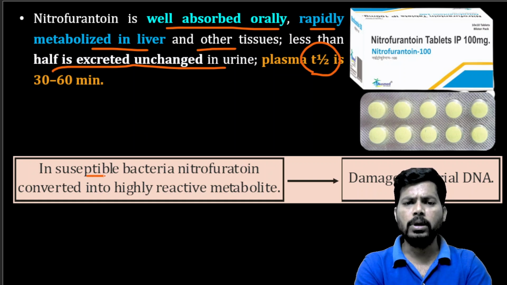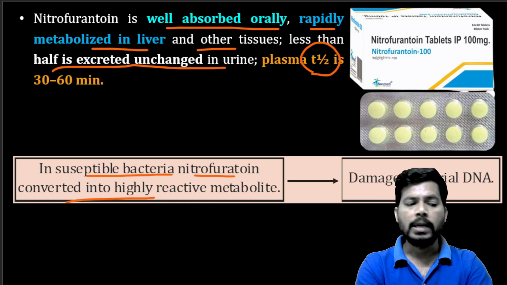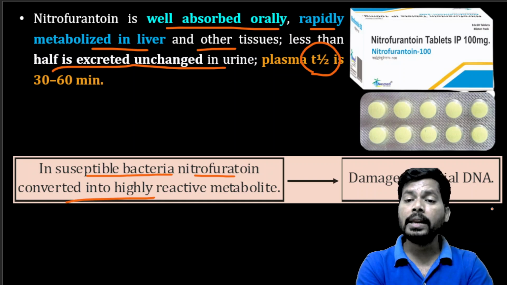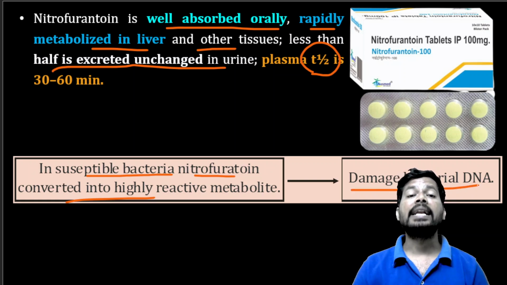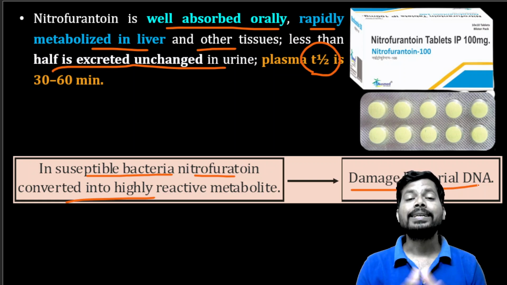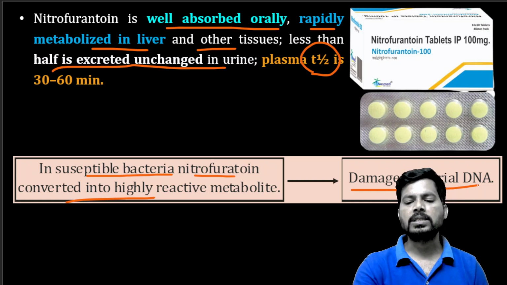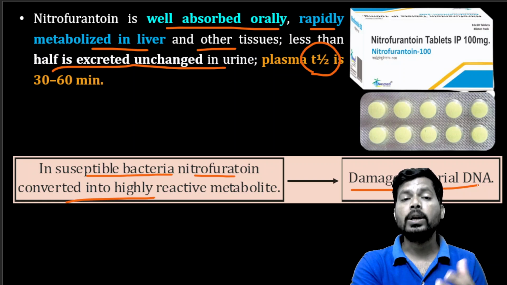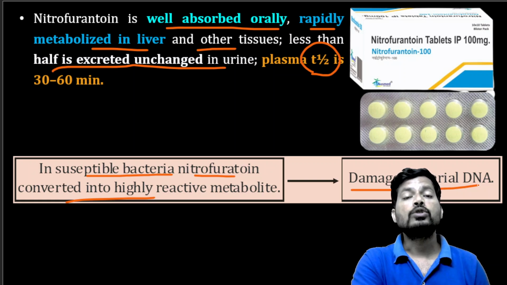In susceptible bacteria, nitrofurantoin converts to a highly reactive metabolite. That highly reactive metabolite damages the bacterial DNA, decreases the bacterial population and the survival of bacteria, and helps in the treatment of urinary tract infections caused by organisms like Escherichia coli, Proteus mirabilis, Klebsiella pneumoniae, etc., and also Pseudomonas.